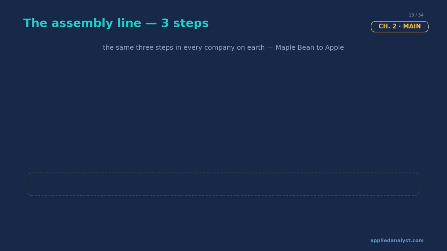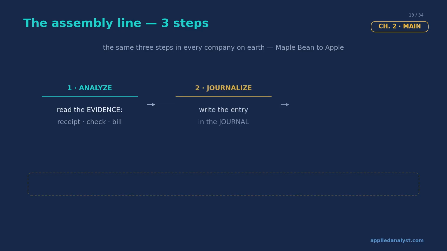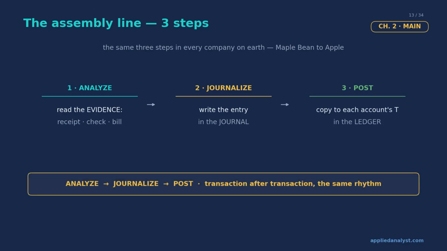With a 3-step assembly line called the recording process, and it runs the same in every company on Earth, from Maple Bean to Apple. Step 1, analyze. And real companies never analyze from memory. They analyze business documents, a receipt, a check, a bill, the paper evidence of what happened. Step 2, journalize. Write the entry in a book called the journal. Step 3, post. Copy the entry into each account's own T inside a book called the ledger. Analyze, journalize, post. 2 of those words are brand new, so let's meet them properly.